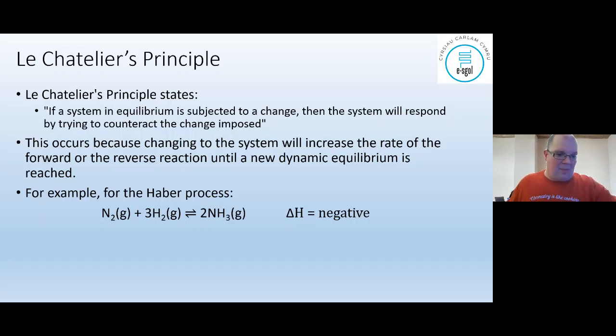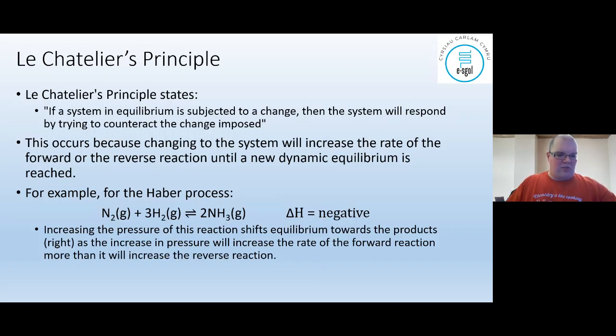Okay, we have the key things here that we're going to be looking at. Okay, is that we have 4 moles of gas, okay, on the reactant side, and only 2 moles of gas on the product side. And also, this is delta H negative, so it is an exothermic reaction.